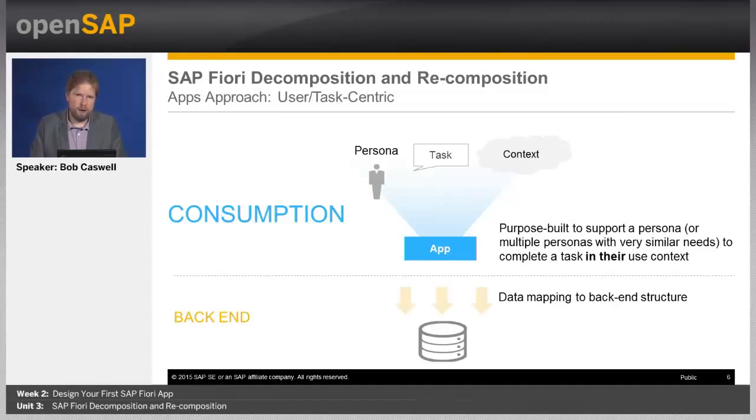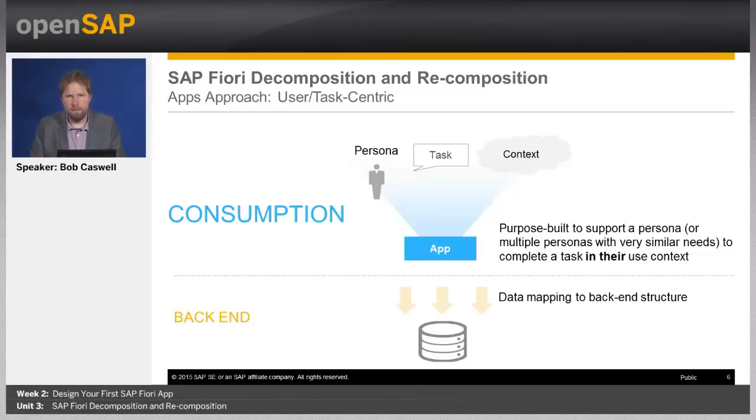Now let's look at the new paradigm, apps. An app is not just a set of features. It is a purpose-built tool to support a persona to complete a task. Persona is another way of saying user type or user group. This purpose-built tool or app can also be used by multiple personas if the user requirements and use contexts are similar or the same. So an app is designed purely from the consumption perspective and should be agnostic to the back-end model, unlike what we were talking about with transactions.